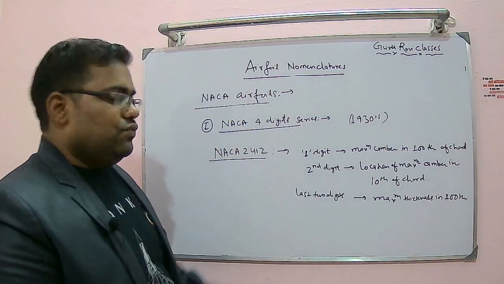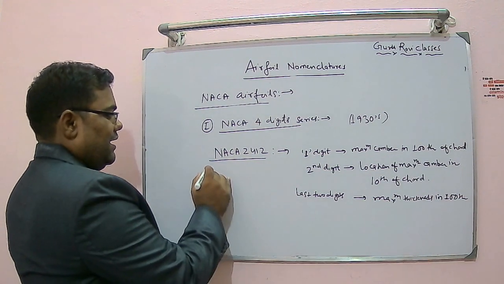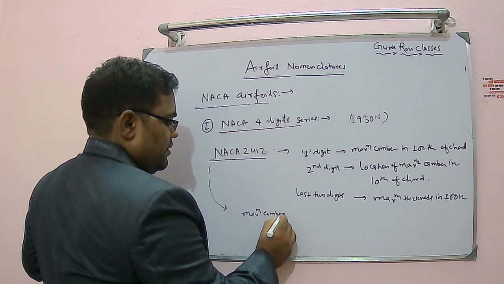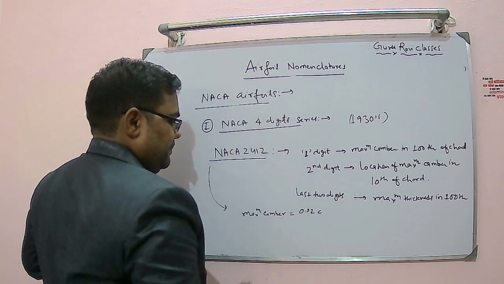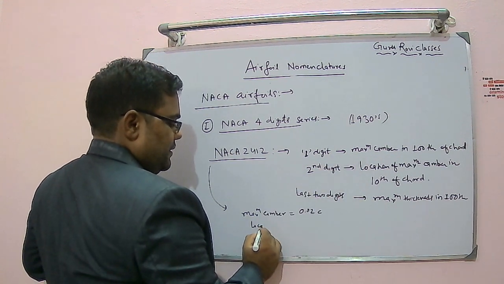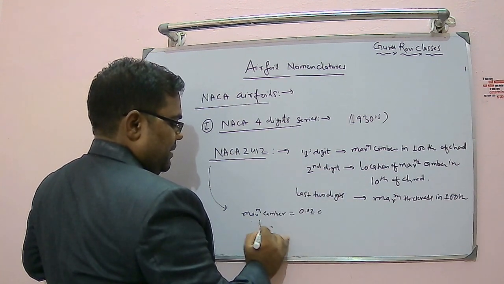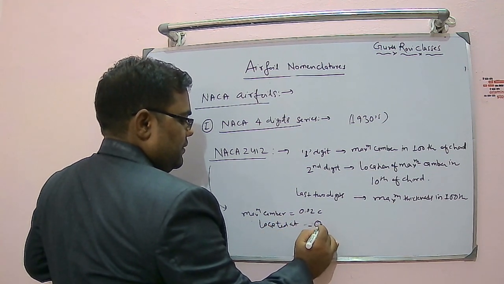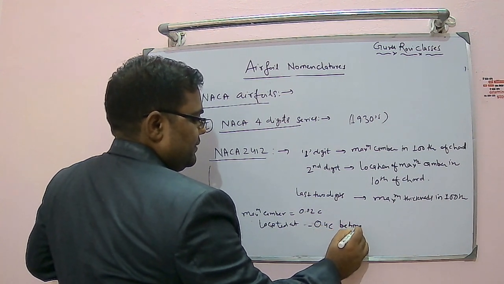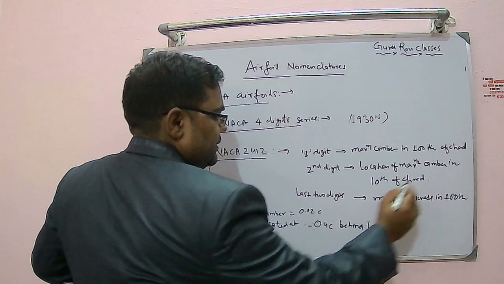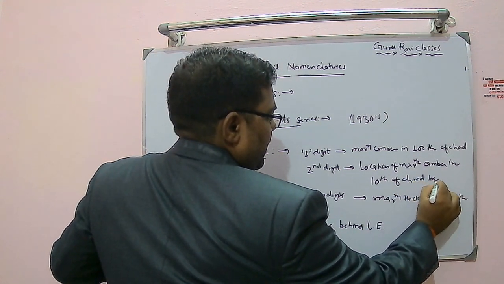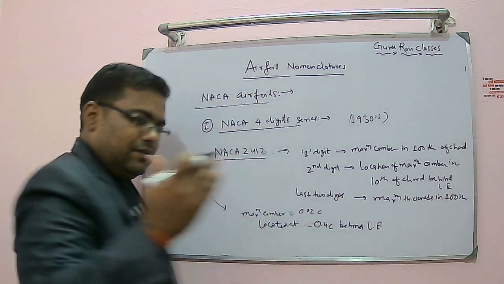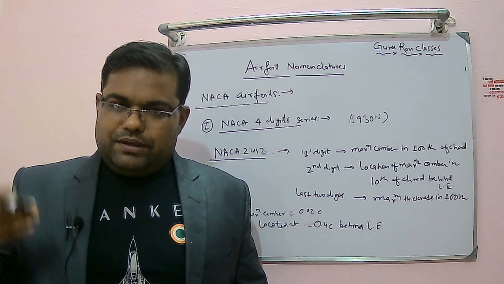So for the NACA 2412, for example, we can say this airfoil has a maximum camber equal to 0.02 C, right? And the maximum camber is located at 0.4 C behind the leading edge, that is, tenths of the chord behind the leading edge. We always measure from the far front point, right?